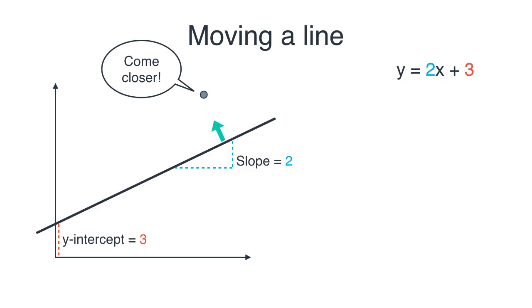Now this line is obviously not drawn at scale because a slope 2 line will be a lot steeper, but just for visual simplicity, we drew it like this. And so this is how we're going to modify the 2 and the 3 in order to move the line closer to the point.